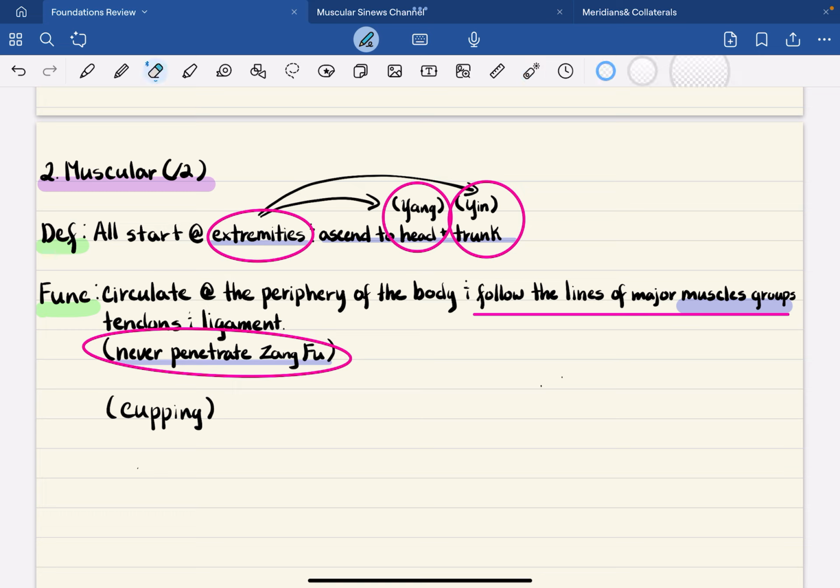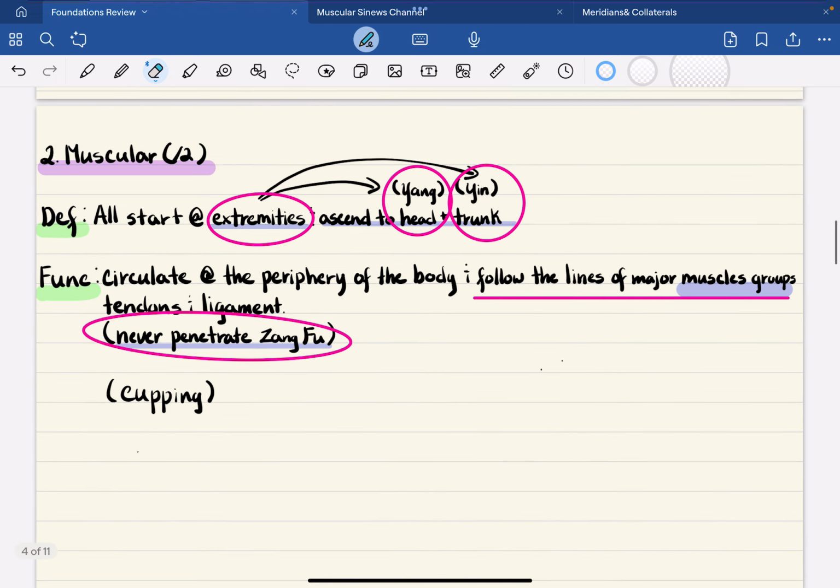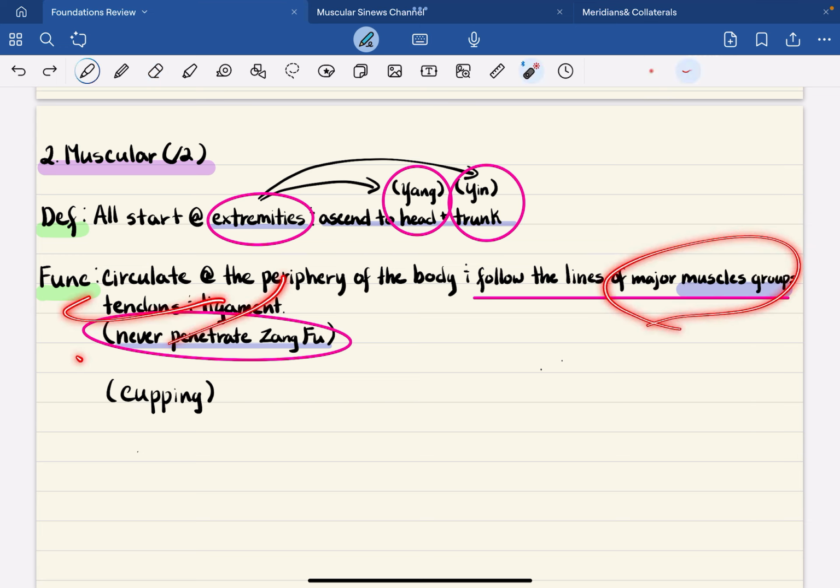So the three hand yins, hand yangs, or the three leg yangs, they all end up going somewhere in part of a human's head. And then all the yins, whether it's three hand yin or three leg yin, they all eventually go to the trunk somewhere of the body, okay? The only thing that we have to remember is that it goes to the major muscle groups and the tendons and the ligaments. However, it never goes to the zhangfu. It's too superficial. That's what I'm saying. This is why it's listed that way, cutaneous and then muscular.